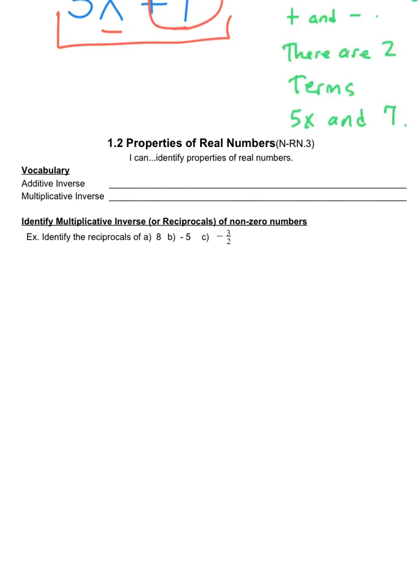Input and output we're not going to recognize here in the expression, but later on when we talk about functions, my input is my x, my output is my y.